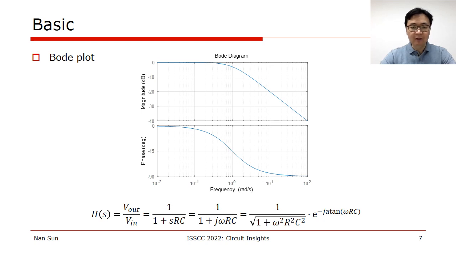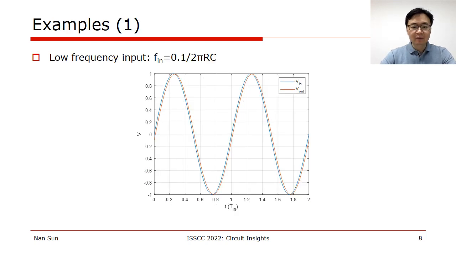The phase response is also easy to understand. At low frequency, the output tracks the input, and thus there's no phase difference. At high frequency, the sRC part dominates and brings a 90-degree phase shift. So let's take a look at some examples. Here, the blue line is the input, and the orange line is the output. With the low frequency input, when the frequency is much lower than the corner frequency, we can see that the output and the input, amplitude-wise, are pretty much the same, and then there's a slight phase delay for the output compared to the input.